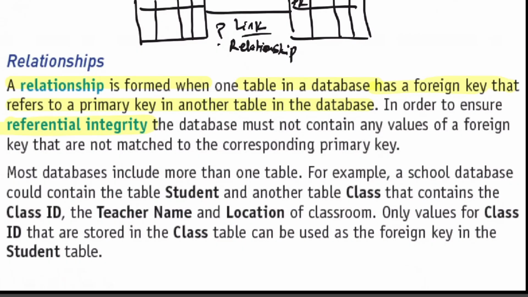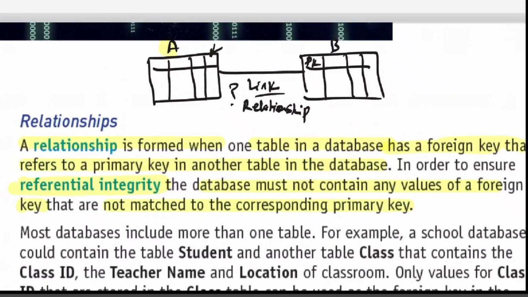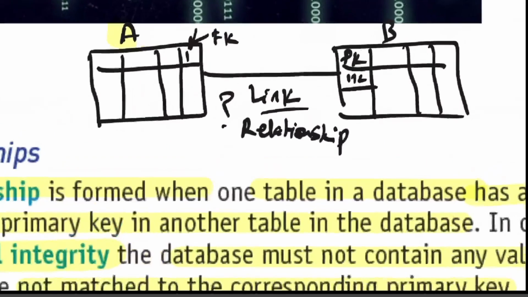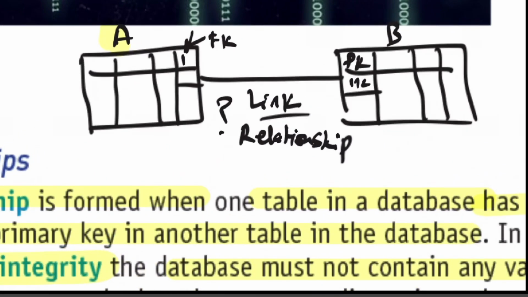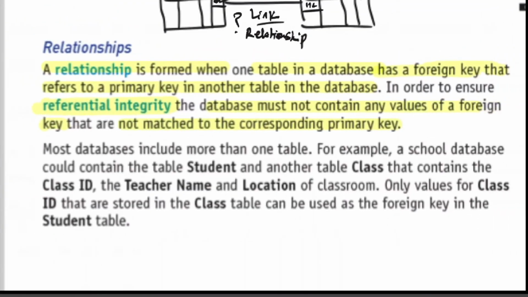So, what is referential integrity? The database must not contain any values of a foreign key that do not match the corresponding primary key. So when you are referring to this primary key, and here it is, let's say 112, an integer number, and it is referred to here again as a foreign key, the data is not going to be entered, or used here as, let's say, a capital letter. It's not going to be text or a string. So this is the main point in the foreign key, in referential integrity.